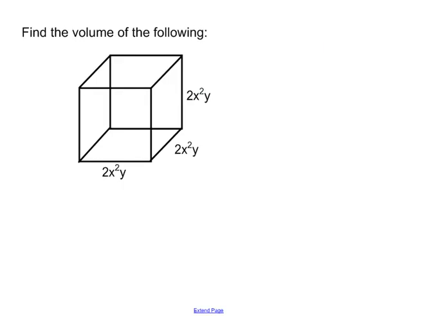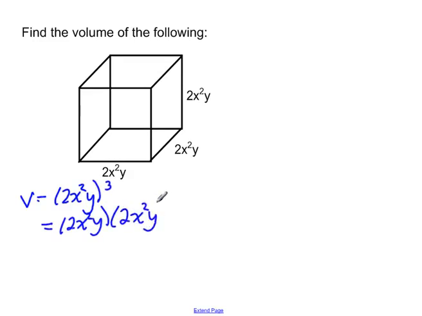So this one here is a question involving volume. And this is a cube, so how do we find volume of a cube? Well, we do side times side times side, or we can do side cubed. So this is really just saying volume is equal to (2x squared y) cubed. Or you can think of it as 2x squared y times 2x squared y times 2x squared y. They are exactly the same thing.